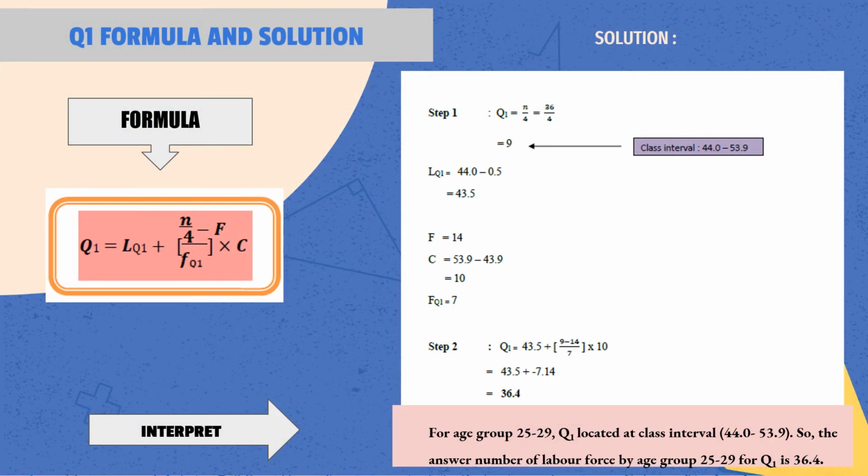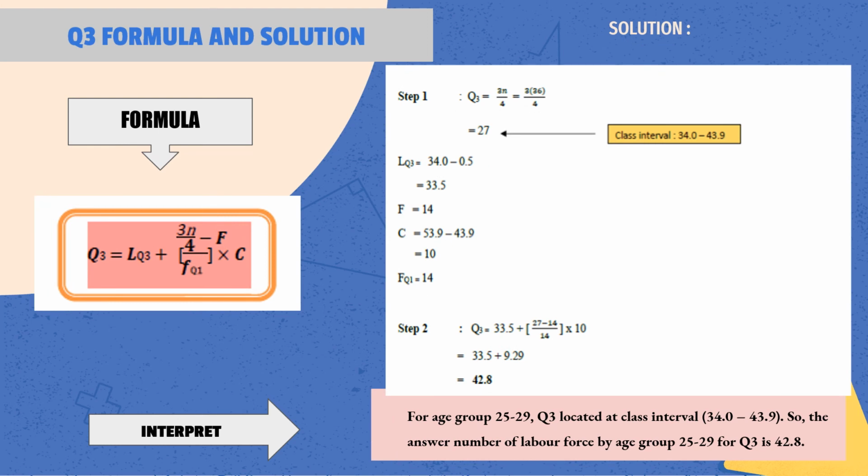For Q1, this is the formula and the solution, and we got the answer 36.4. For age group 25 until 29, Q1 is located at class interval 44.0 until 53.9. So the number of labor force by age group 25 until 29 for Q1 is 36.4.